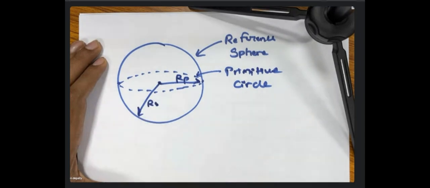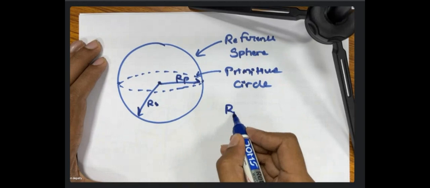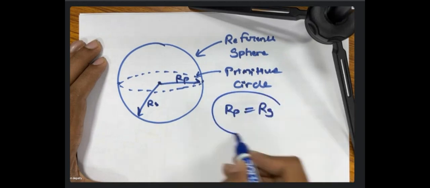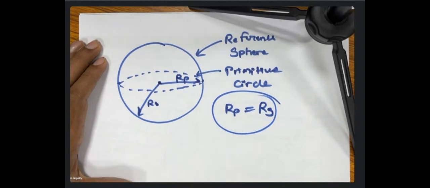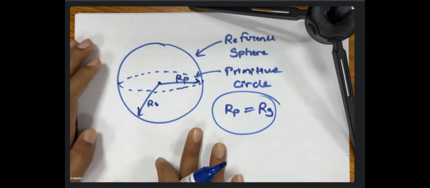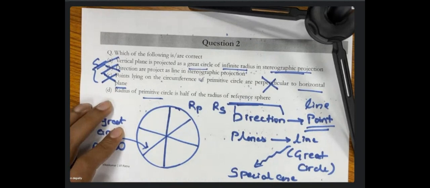From the geometry, we can say that Rp is equal to Rs. So the radius of the primitive circle and the radius of the reference sphere are exactly equal to each other. And that's why our option D is incorrect.